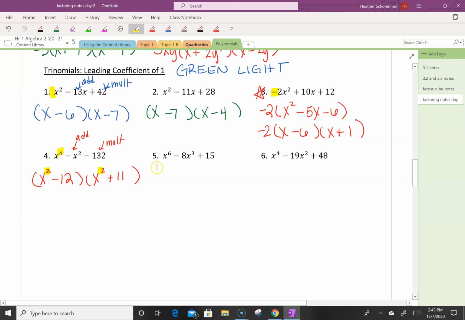Now my exponent is something other than invisible 1. It's a 2, so I have to check to see if it would go further. Well, if it's 2, it's got to be the difference of squares because cubes won't work, but I can't take the square root of 12 and 11, so this one stops. I can't go further.